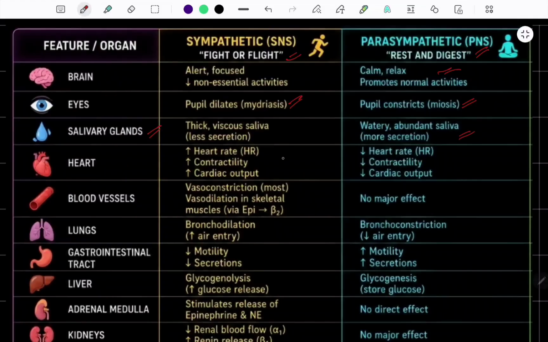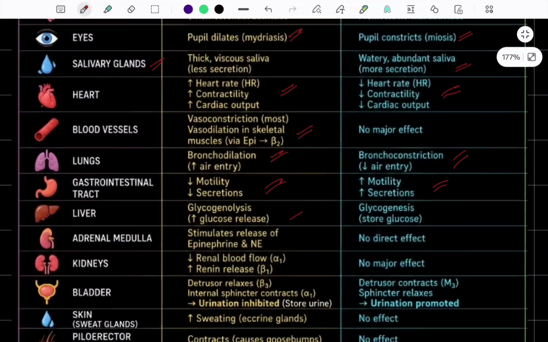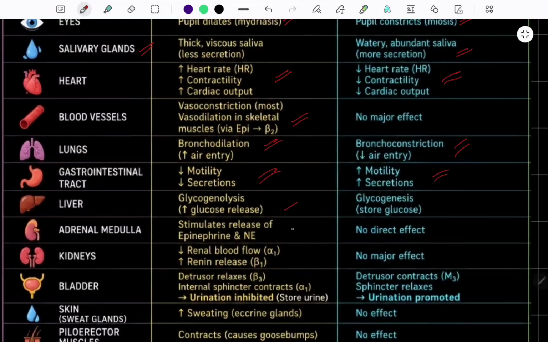When we talk about the heart, there is increased heart rate in sympathetic and decrease in parasympathetic. Blood vessels: there is mostly vasoconstriction, but vasodilation in skeletal muscles to increase the blood flow in skeletal muscles. And when we talk about the lungs, there is bronchodilation in the sympathetic system, whereas bronchoconstriction in the parasympathetic system. When we talk about the GIT, motility decreases in the sympathetic system and increases in the parasympathetic system, right? When we talk about the liver, there is increased glucose in the sympathetic system, whereas decreased glucose or storage of glucose in parasympathetic. When we talk about the adrenal medulla, in sympathetic it is stimulated and releases epinephrine and norepinephrine, and that's how it goes to everything I already described earlier, right?